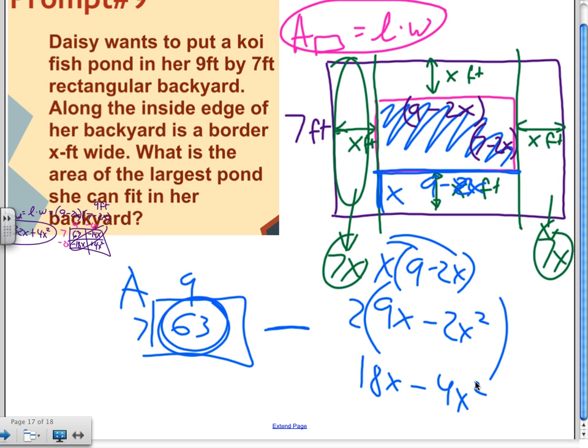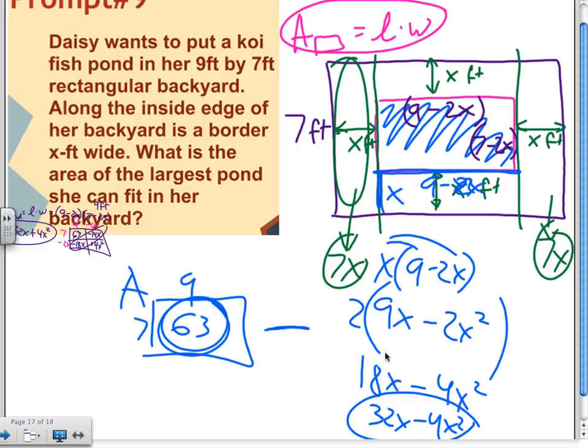And don't we need to add back on these 2 rectangular pieces right here? What is 7x plus 7x? 14x, right? 14x plus 18x? 32x. Oh, found it. So this here represents the area of the border. So we take 63, take away the area of the border, then we'll get ourselves the area of the pond.